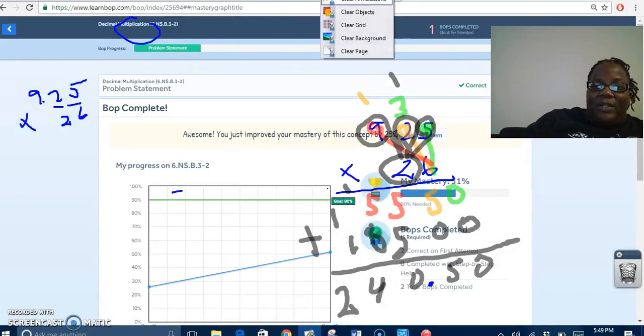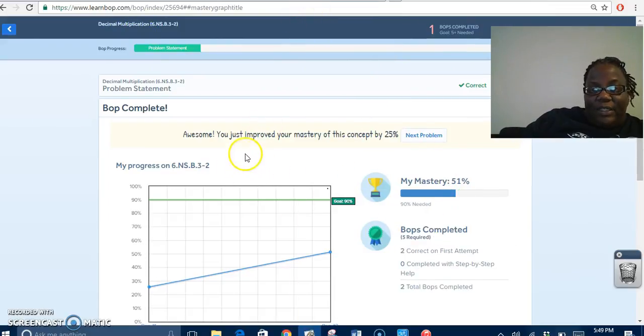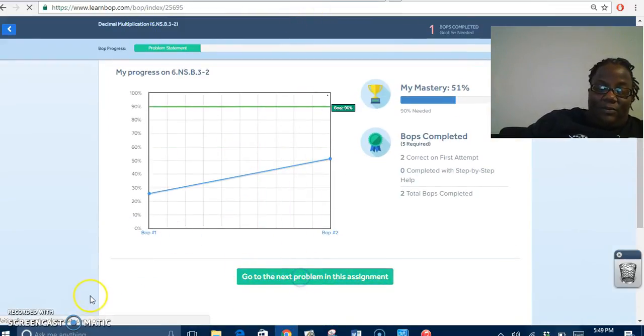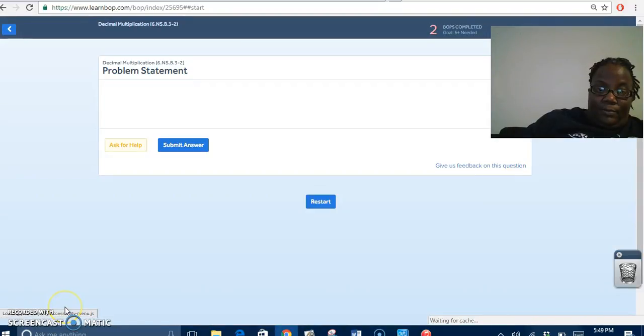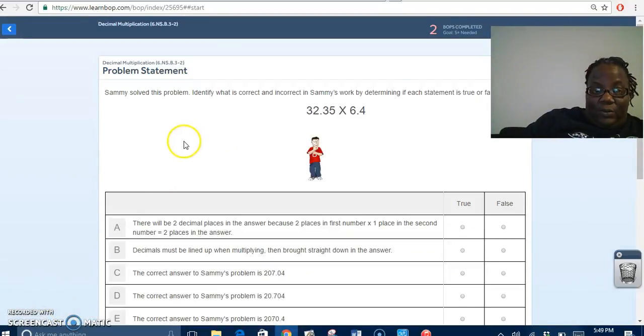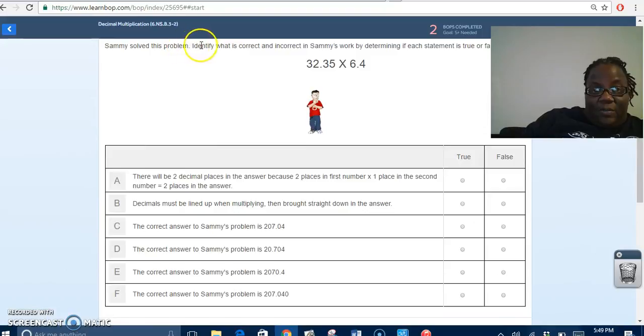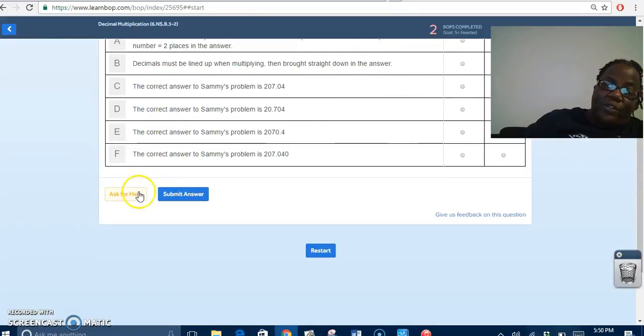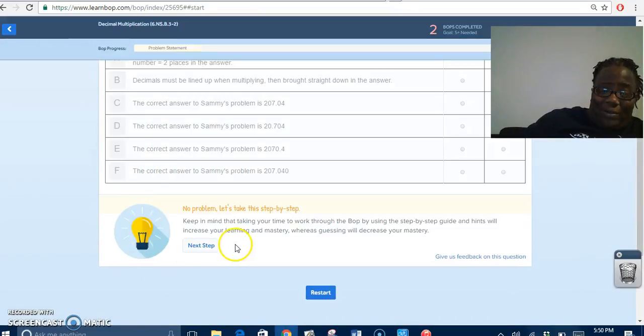Okay, so now, all right. So the next question, here you go. So now, Sammy solved this problem. Identify what is correct and incorrect in Sammy's work by determining if each statement is true or false. So first thing that you want to do is multiply these two numbers, using the method I just previously showed. And then checking to see which one of these are true and false. Remember, you can always ask for help.